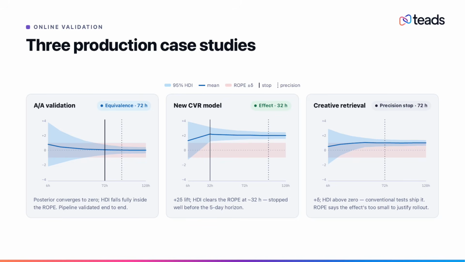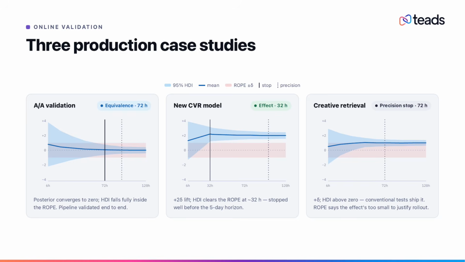Second, a new CVR model with a lift of about 2 delta. The HDI clears the ROPE after roughly 32 hours, so we stopped well before the 5-day horizon. Third, a creative retrieval model. The effect is about 1 delta, and the HDI is above 0, so conventional tests would ship it, but the ROPE tells us the effect is too small to justify the rollout.